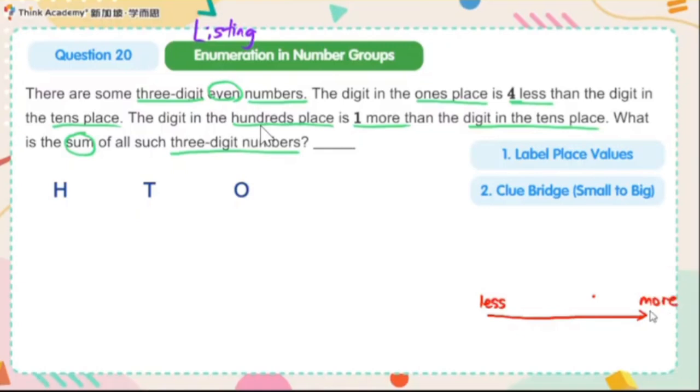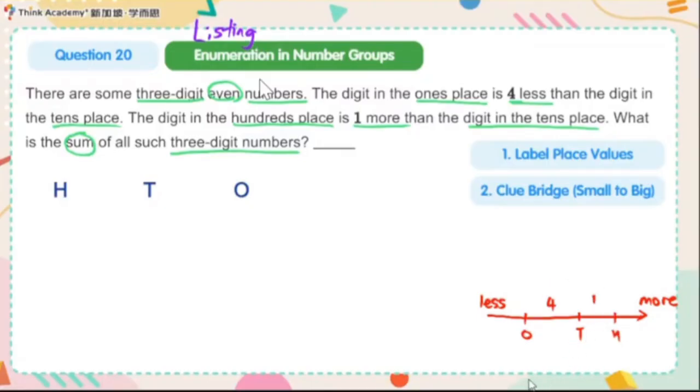Now, while I am demonstrating, can you tell me hundreds, tens, and ones, which place value has the least digit? My ones place is 4 less than the digit in the tens place. So my ones place will be on the far left, which is the less part. And my tens place will be 4 more than it. So with a difference of 4, we label. Then the hundreds place is 1 more than the digit in the tens place. Hundreds is even more than tens. So I'm going to put it even towards the right. And the difference is 1.